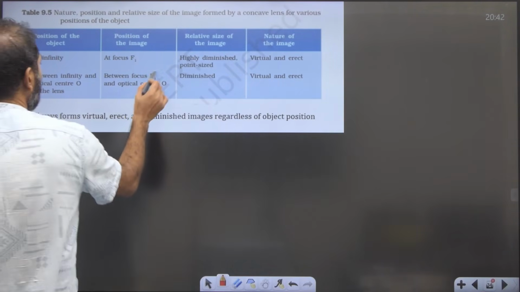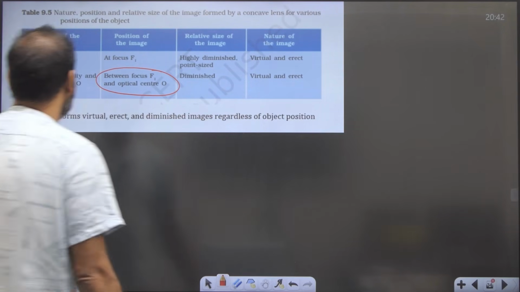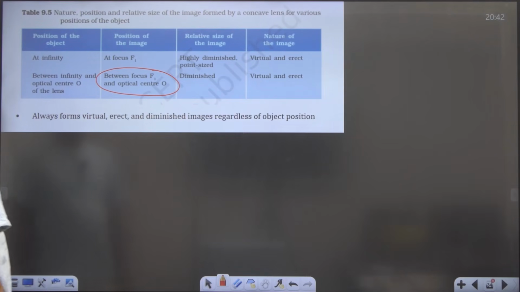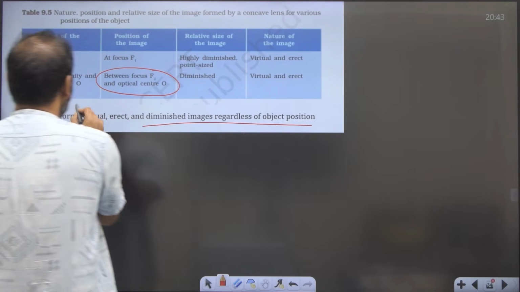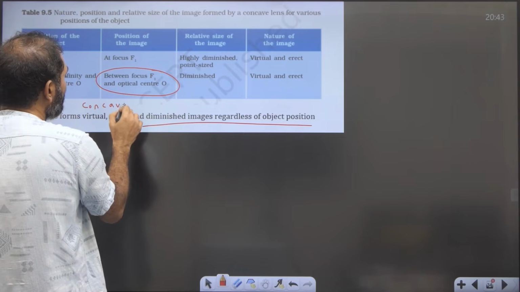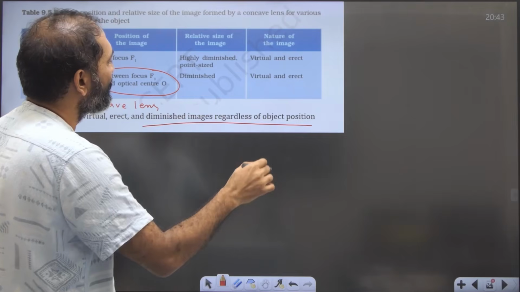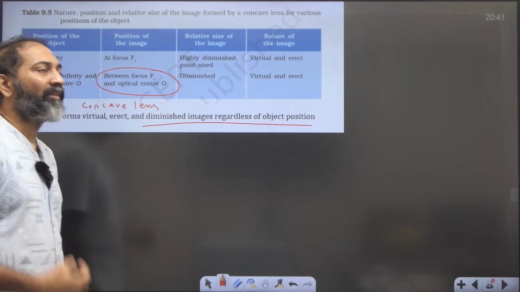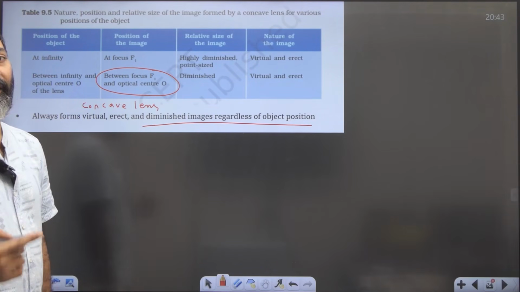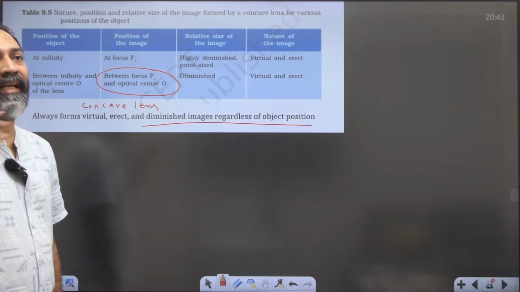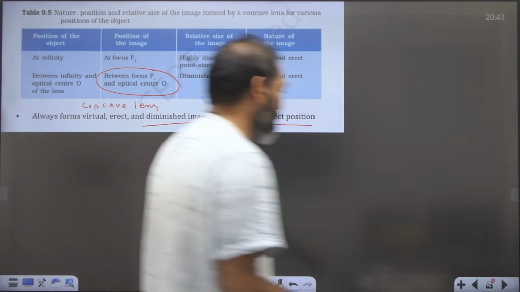In the second case, the image is formed between F1 and optical center O, diminished, virtual and erect. So a concave lens always forms virtual, erect and diminished images regardless of object position. Can we say the same in the case of a convex lens? No. A convex lens generally forms real and inverted images, but in one special case it forms a virtual and erect image.